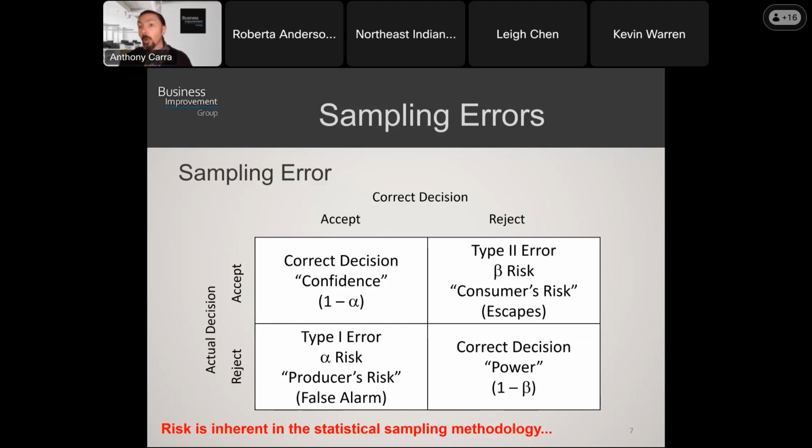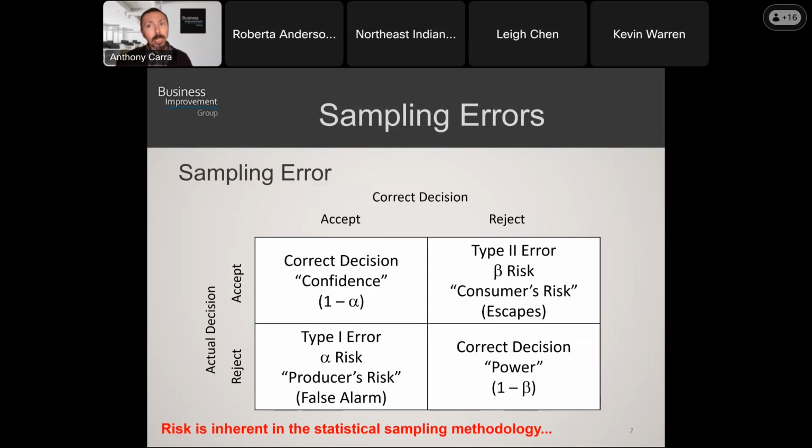I'm going to go cross corner now, and let's talk about the other right decision that I made, the other correct decision that I made. If in my sampling, I come to the conclusion to reject the lot, reject the process, fail my sampling, and indeed, the quality was low enough to where I should have done that. Once again, I made the right decision. We should have rejected. We made the decision to reject when we should have rejected. That's the power of your sampling plan. It's 1 minus beta.